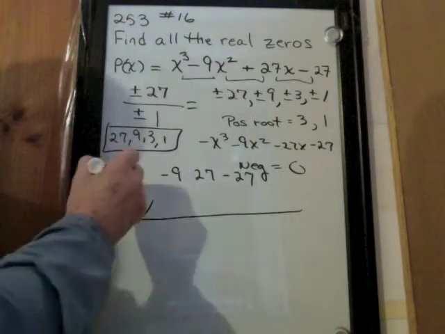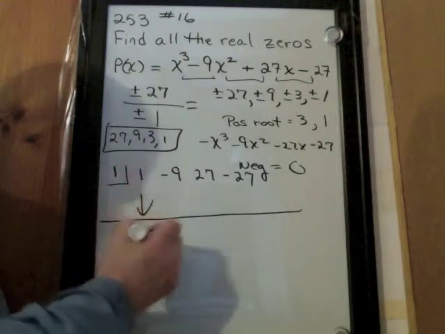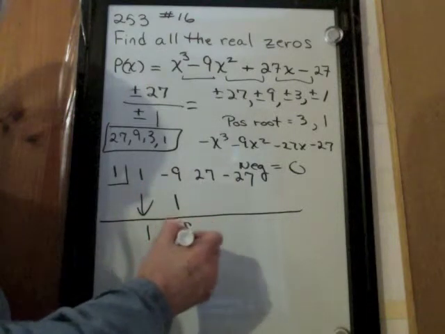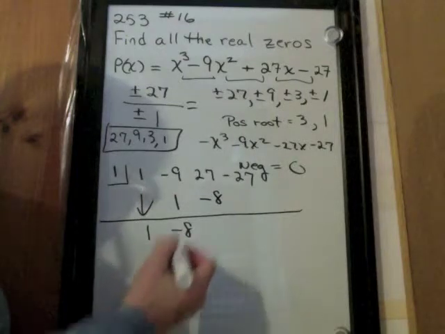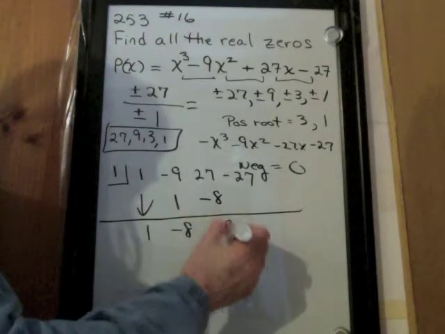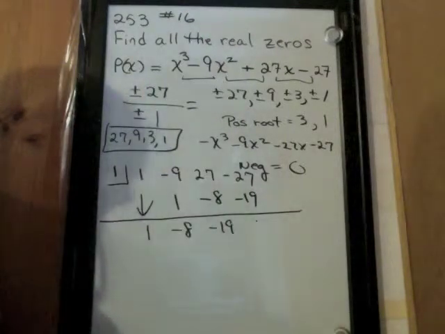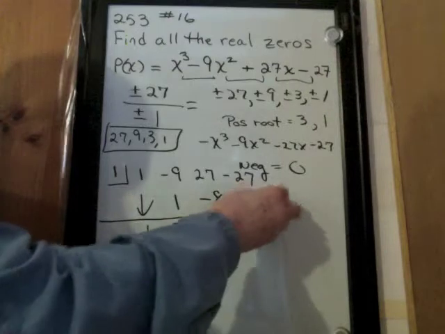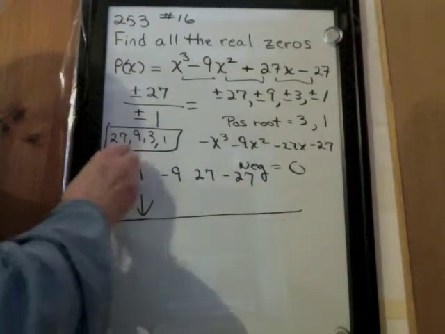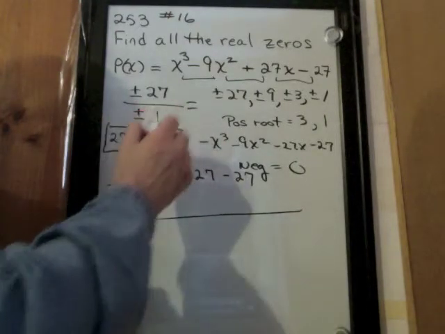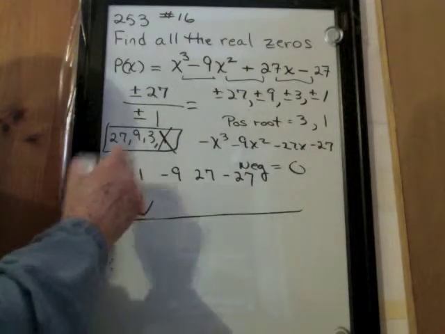So let's just get those in a little box so I know what I'm working with here. I'm going to go with the 1 first because 1's easier to try. And so when I do this, bring down the first one. 1 times 1 is 1. Then I add, I get negative 8. 1 times negative 8 is negative 8. Plus 27 gives me negative 19. Minus 19 doesn't come up to 0. So I know that 1 is not an answer. And just for the record, I also tried minus 1 and it didn't work. So the 1 didn't work. Oh, I didn't need to try the minus 1. All right, let's try 3.